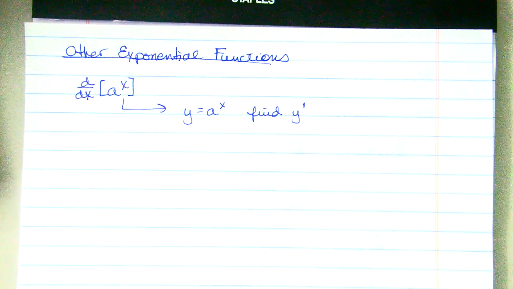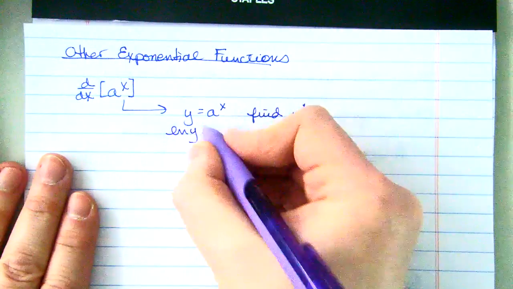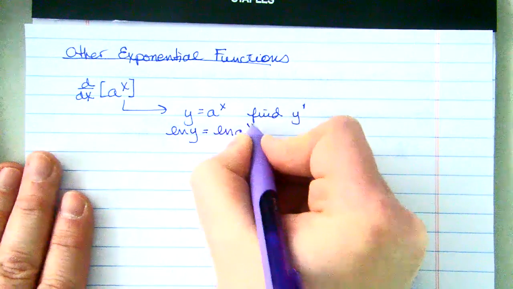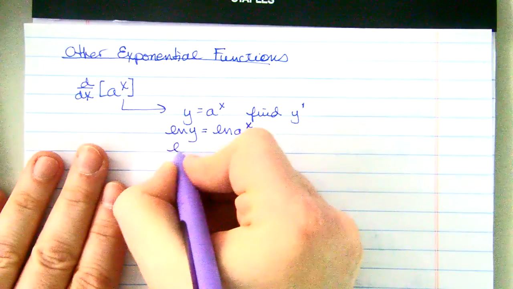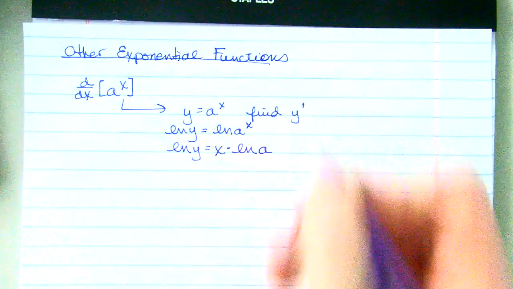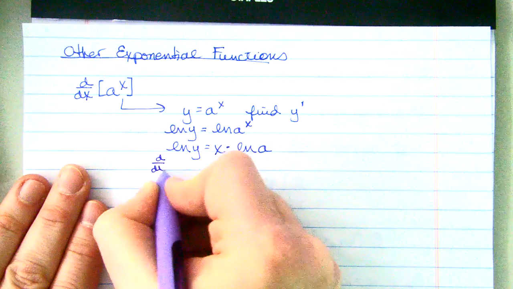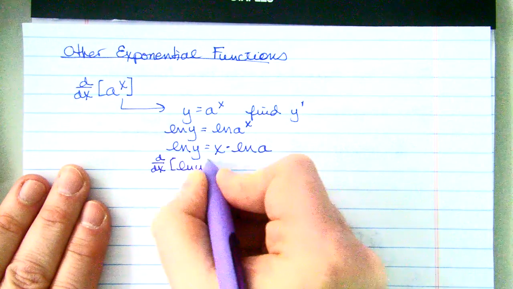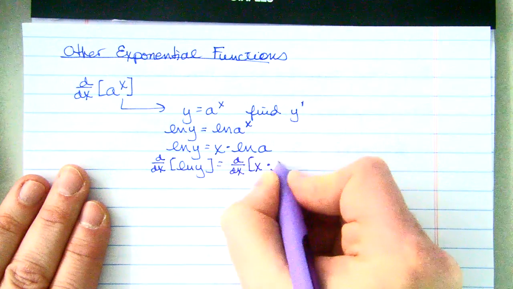Let's take the natural log of both sides. This is not what we're going to do in general. This is just how we're going to create our formula that we can then use. I get the natural log of y equals the natural log of a to the x. Why was that helpful? That x is moving out front. Natural log of y equals x times the natural log of a. Going to find the derivative of both sides. Derivative of the natural log of y equals derivative of x times the natural log of a.